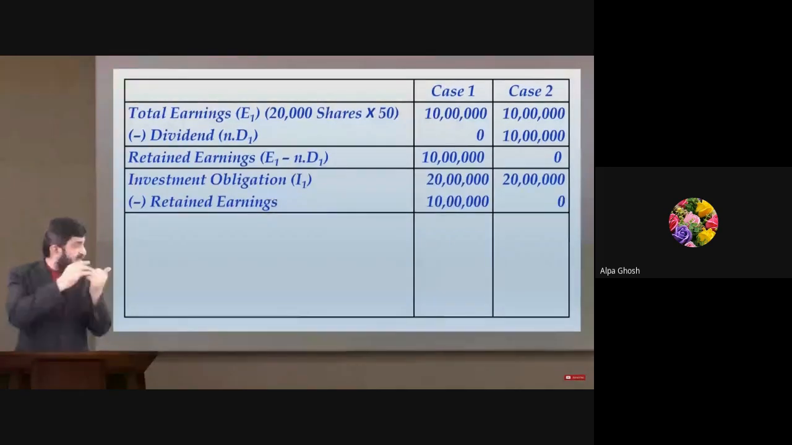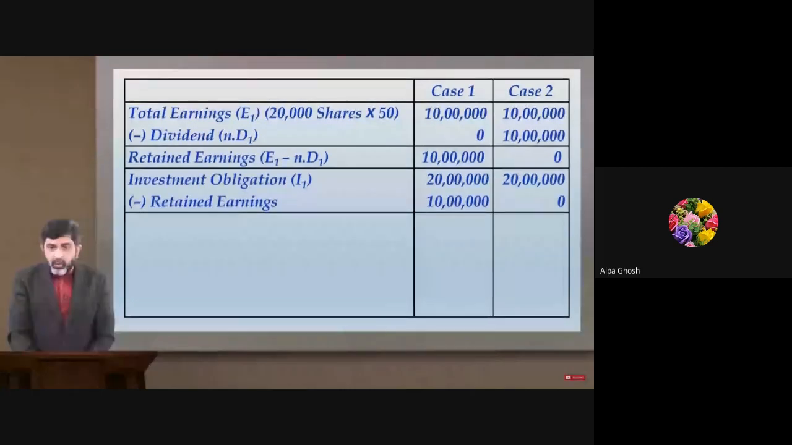However, in the second case, all the profits have been distributed by the company by way of dividend. So nothing is left over in hand. So whatever be the investment obligation, 20 lakhs, that whole amount is falling short. We don't have a single penny in hand, and we will have to arrange the entire 20 lakhs from some source. So I'm sure you understand that from the investment obligation, if I subtract the available retained earnings, I will get an amount of shortfall which must be arranged by issue of new equity shares.